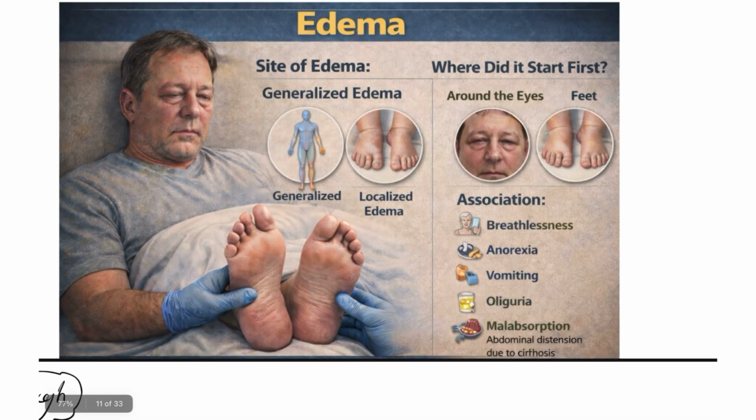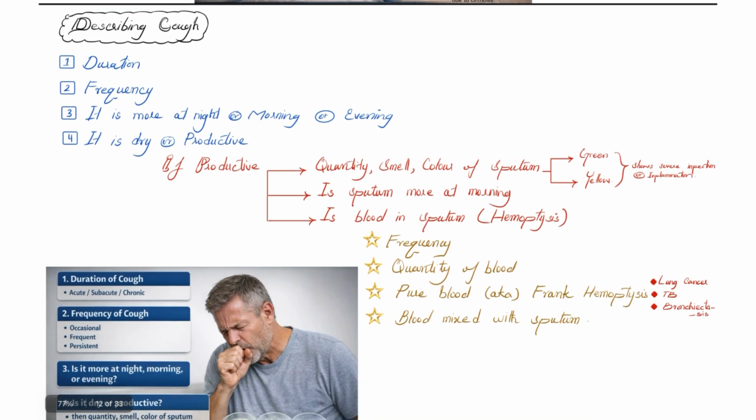Then describe cough. Ask about duration and frequency. Is it more at night, morning, or evening? Is it dry or productive? If it is productive, then ask about the quantity, smell, and color of sputum. White colored sputum shows that there is no inflammation. But if there is green or yellow colored sputum, then it shows that there is inflammation, and inflammation can be because of infection. Then ask whether the sputum is more in the morning or not.